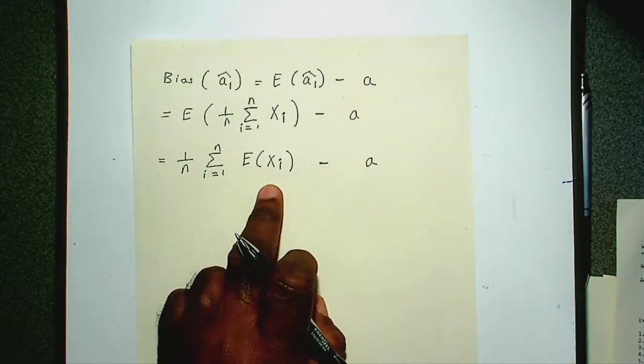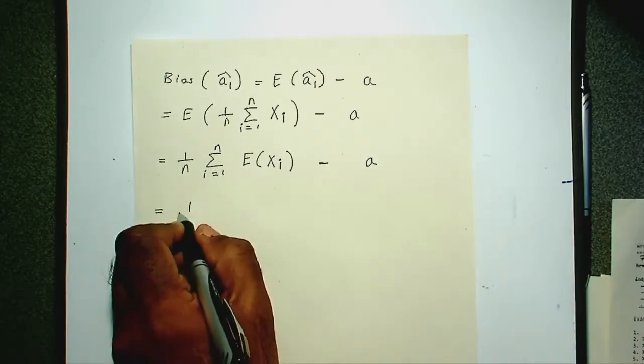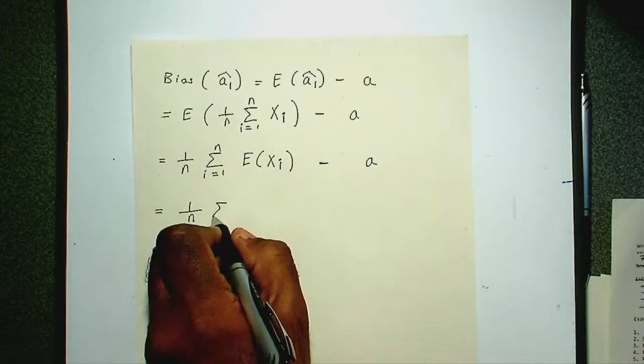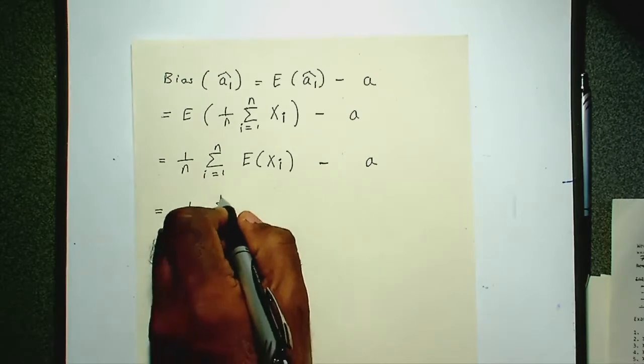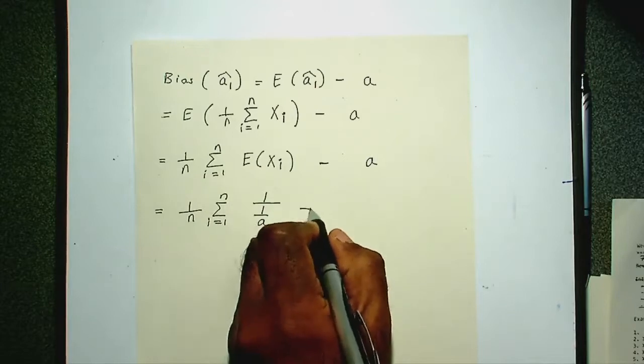What's the expected value of an exponential variable with parameter 1 over A? Any other answer? Come on, guys. Why do you forget all this? It should be 1 divided by 1 divided by A, minus A.